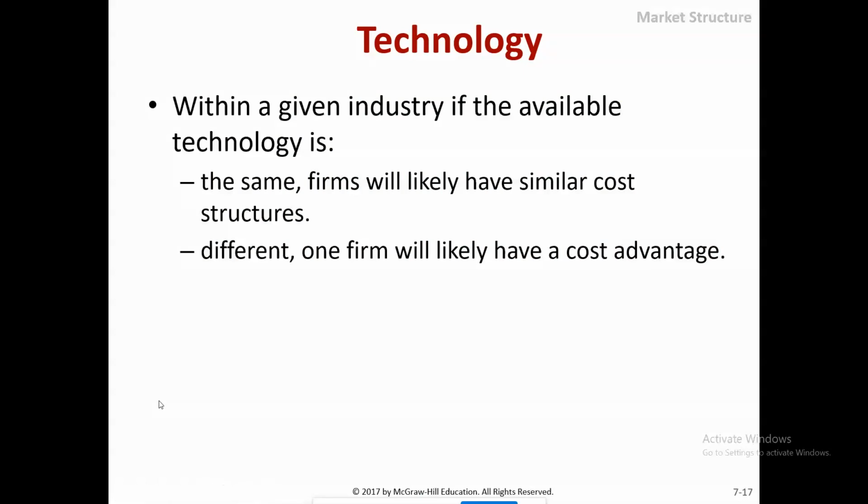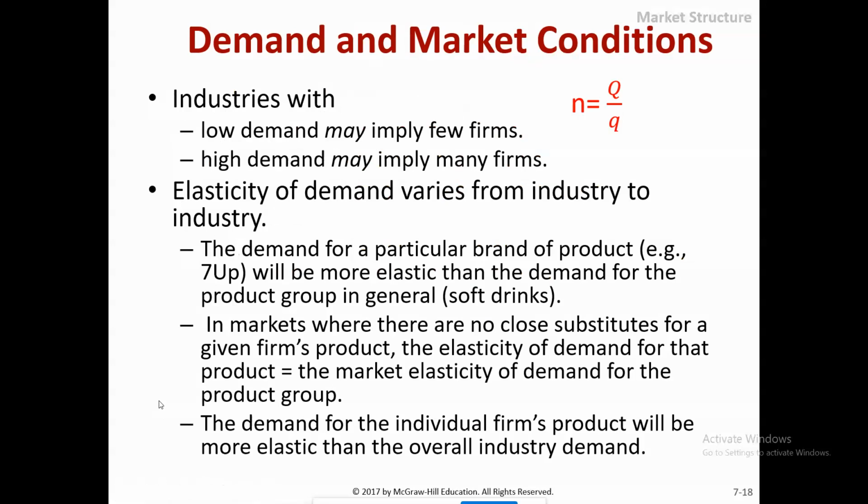Within a given industry, if the available technology is the same, firms will likely have similar cost structures. If the technology varies across firms, then the firm equipped with the best technology has a cost advantage. The number of firms that can survive in an industry is decided by the ratio between the market demand and the firm's minimum efficient scale. When the market demand, the numerator, is low, it accommodates few firms. And when it's high, it accommodates many firms.